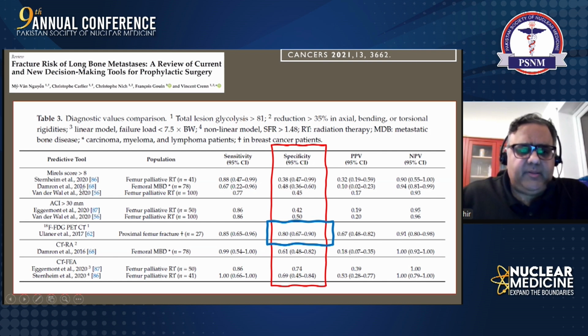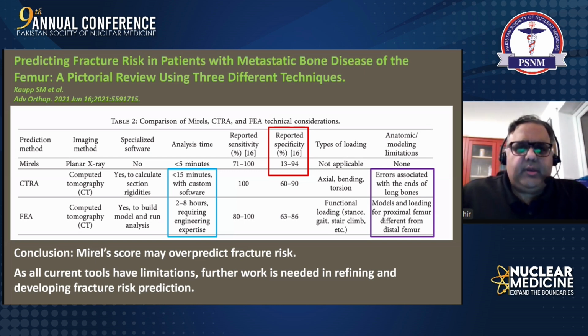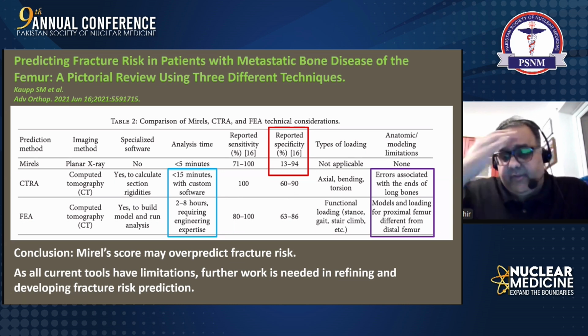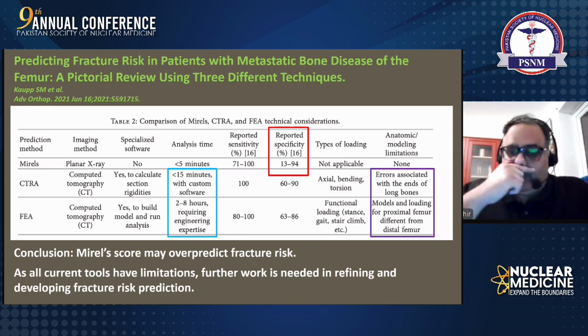In this table, you can see at top there's the Mirels scoring system, and then we have the CT rigidity assessment and CT finite element assessment. These are computational programs based on CT trying to evaluate the risk. This is a good pictorial. I couldn't get the images for these, but basically this also highlights that the Mirels scoring system based on X-rays has good sensitivity but poor specificity, while the CT rigidity and finite element assessments with the computational programs have better reported specificity, but then they require specific training and computational tools to actually evaluate it.